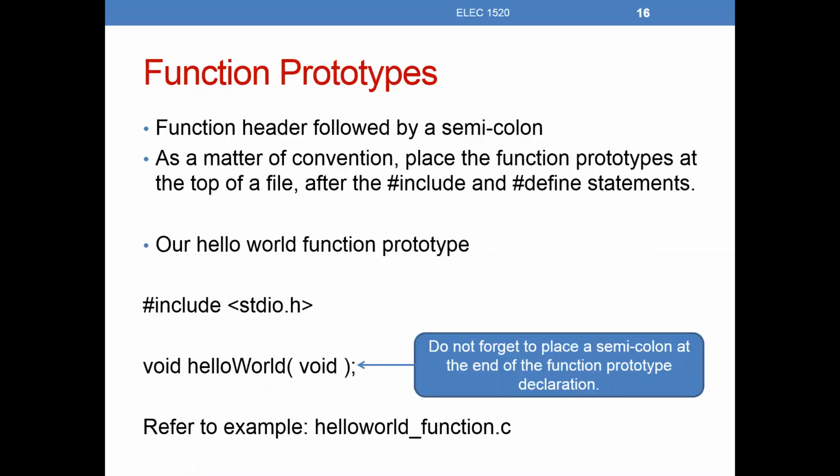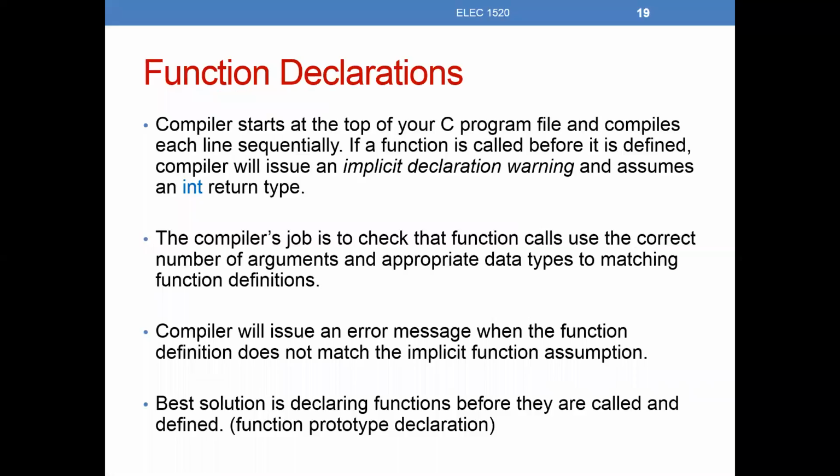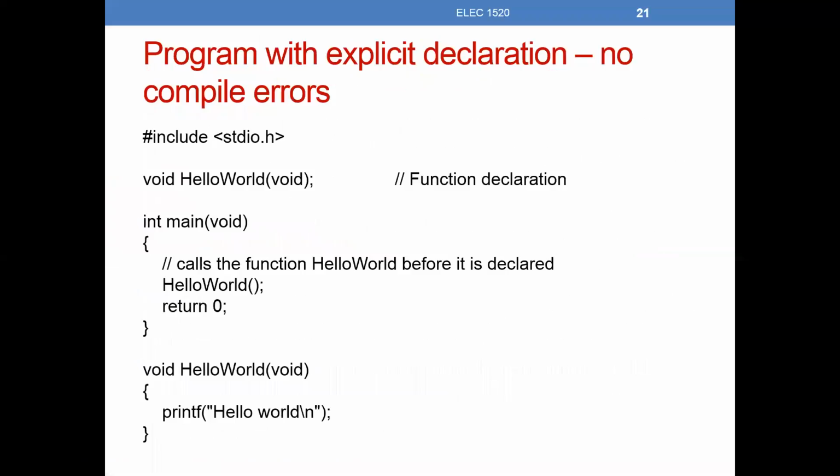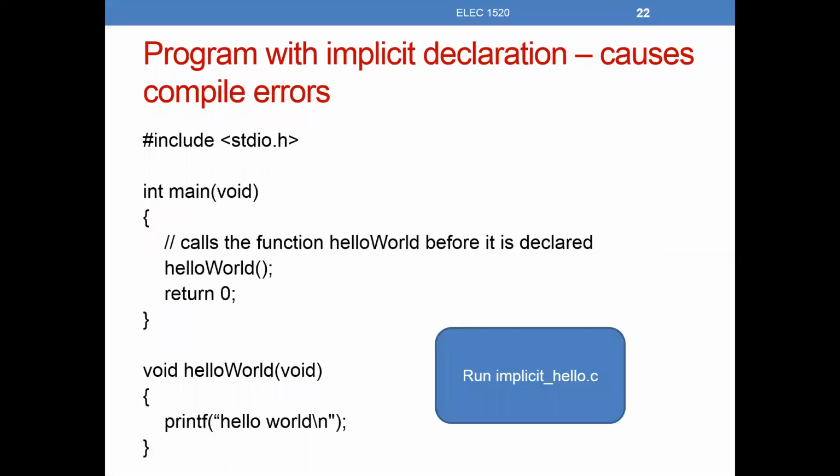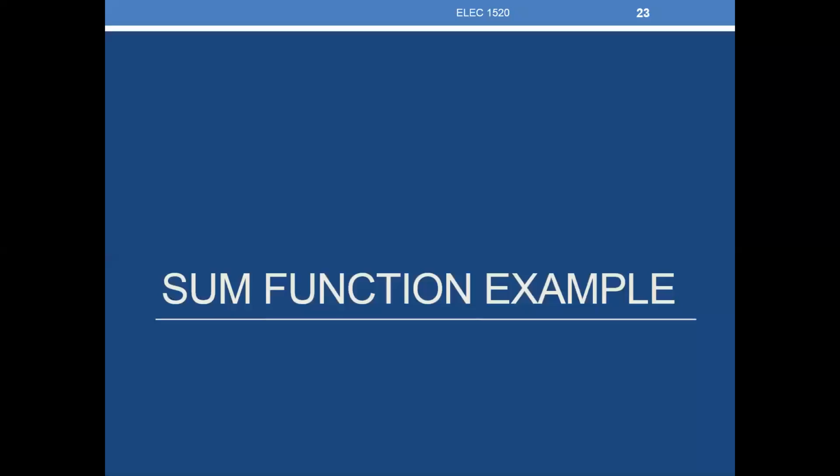Function prototypes usually go at the top of the program, right after the pound includes, but before we start defining our functions. Right? And we saw the implicit declaration warning. That's what this section of the lecture notes discusses, right? And you're also given an example of that file as well. All right, so that is just hello world, our first function.